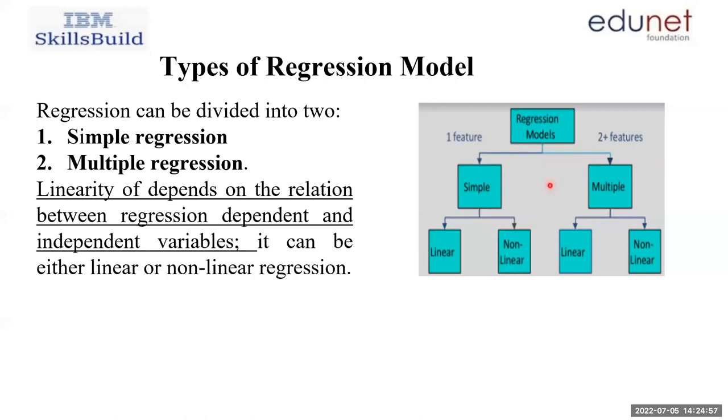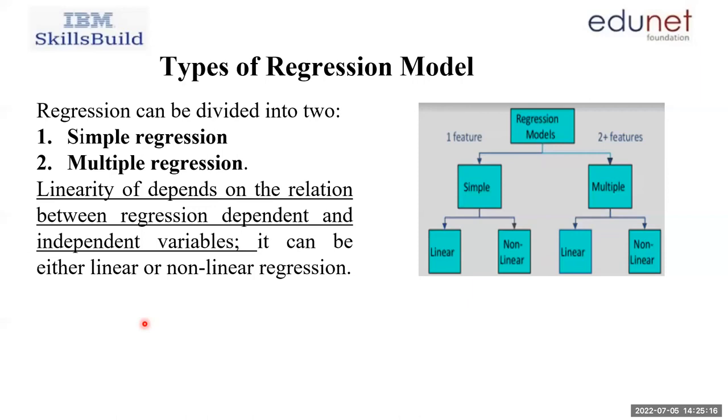So that is the concept of multiple regression. Regression can be linear or non-linear: simple regression can be linear or non-linear, and multiple regression can be linear or non-linear. That is the concept of simple regression and multiple regression. Linearity depends on the relation between the dependent and independent variable. It can be either linear or non-linear.